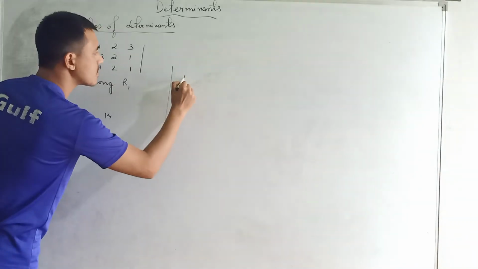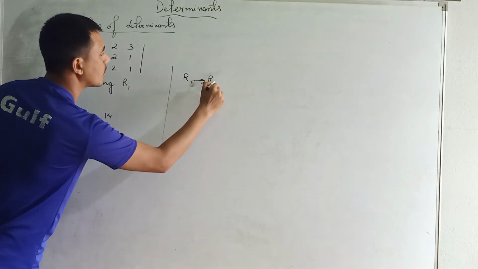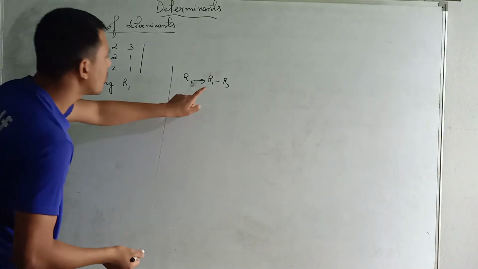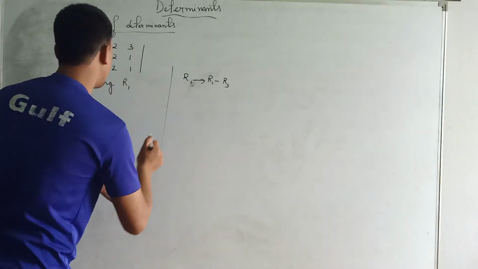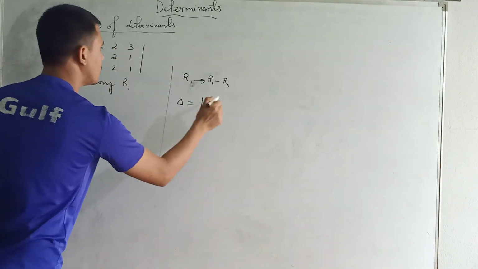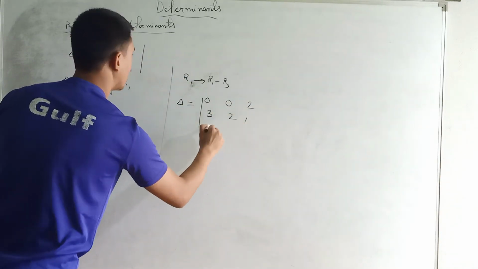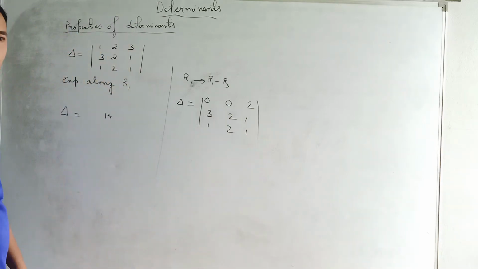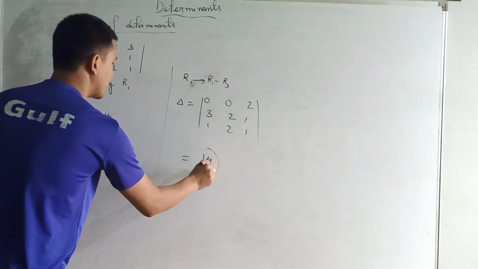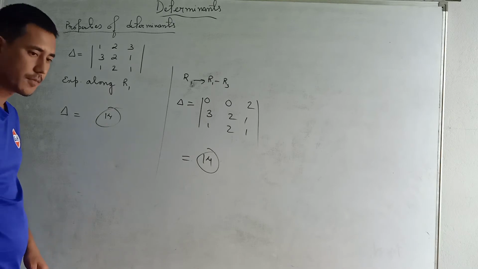Then what I'm going to do is row 1 goes to row 1 minus row 3. To row 1 you are subtracting row 3. Then your determinant becomes 1 minus 1, 0; 2 minus 2, 0; 3 minus 1, 2; and then 3, 2, 1; 1, 2, 1. I have done some row operation here, and then if I expand the determinant, the value of the determinant remains unchanged.